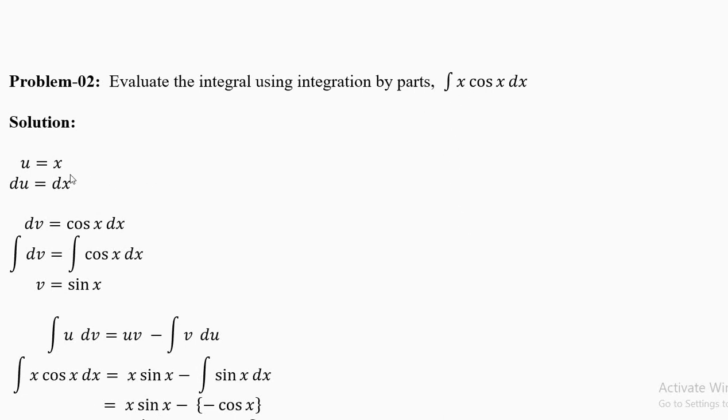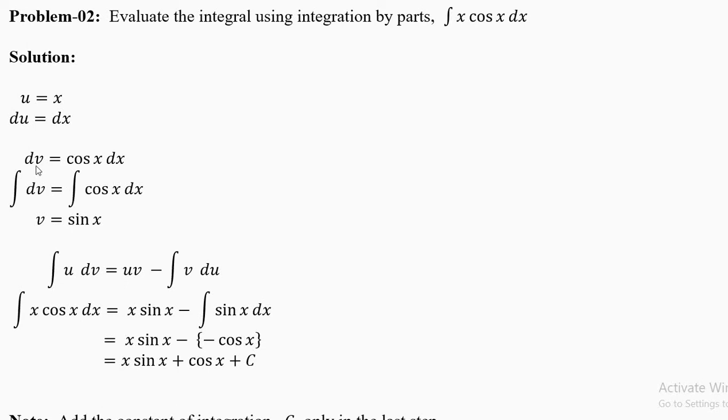Now again you choose u equal to x, you will get du equal to dx, then dv equal to cos x dx. You have to copy the full integrand. It is x cos x dx. X has come here, so the remaining thing is cos x dx. U equal to x, dv equal to cos x. U equal to x, du equal to dx. Now integrate dv, you will get v. Integration of cosine x is plus sine x, not minus. It is plus sine x.